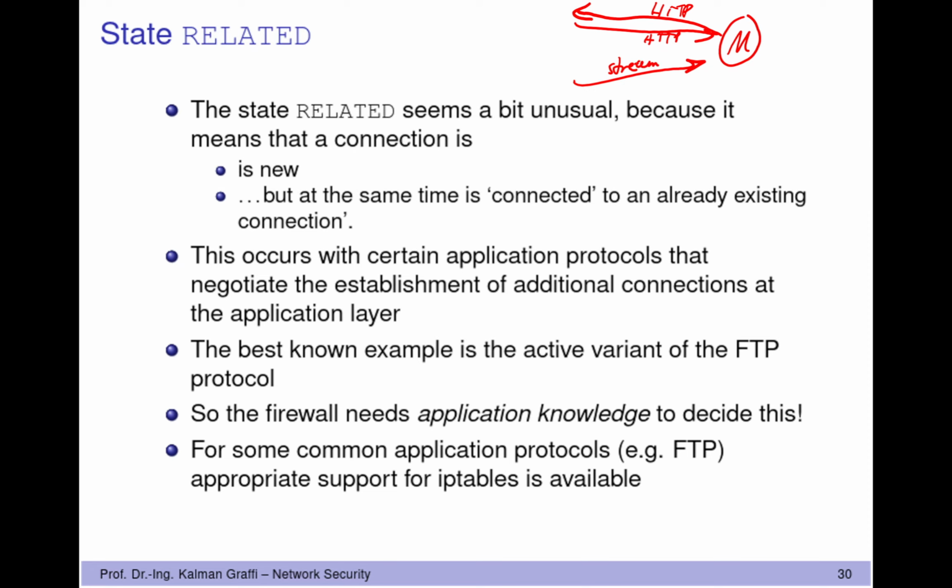So what you can have sometimes is that some external node connects to you because it is assumed that this is the reasonable next step. Okay, so at the same time it's connected and there's already an existing connection. Establishment of an additional connection at the application layer, that's considered here. And how is it realized?